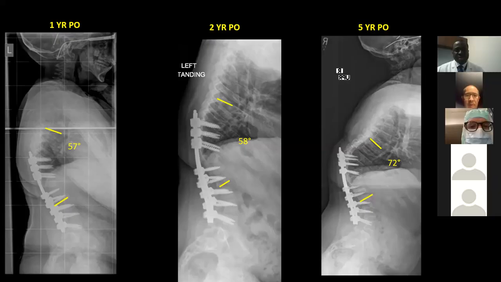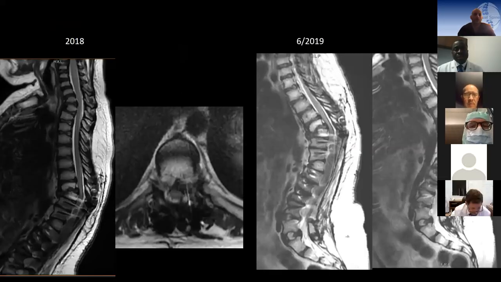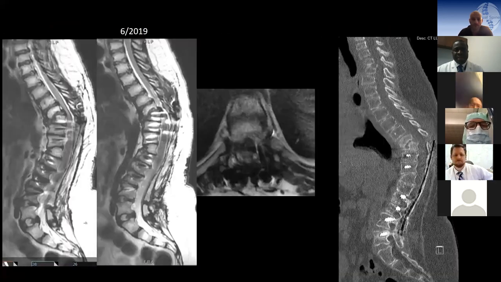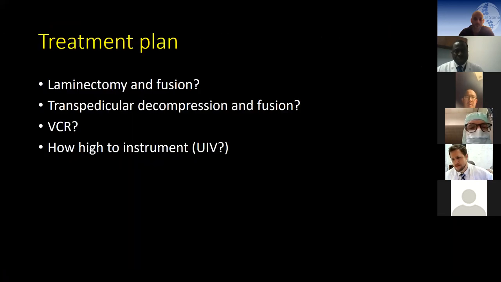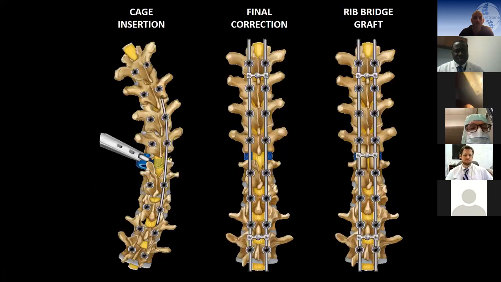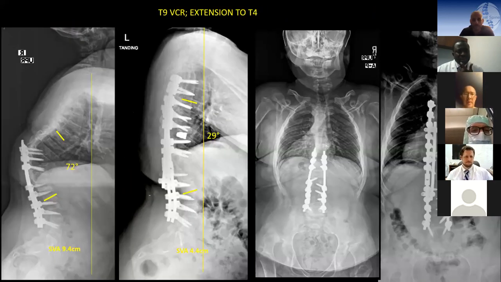To the proximal thoracic spine, and I knew I had to do an adequate decompression of the spinal cord. So I thought the only way I could do a good job here was to do a vertebral column resection. I did a VCR at T9, which is this level here. The T9 vertebra had to come out, and then I extended her up to T4. This is just the VCR technique; I'll skip that. This is what we were able to do for her. I think she's now about a year post-op.